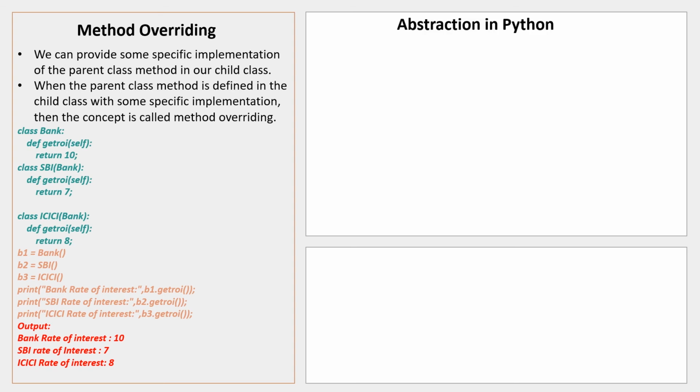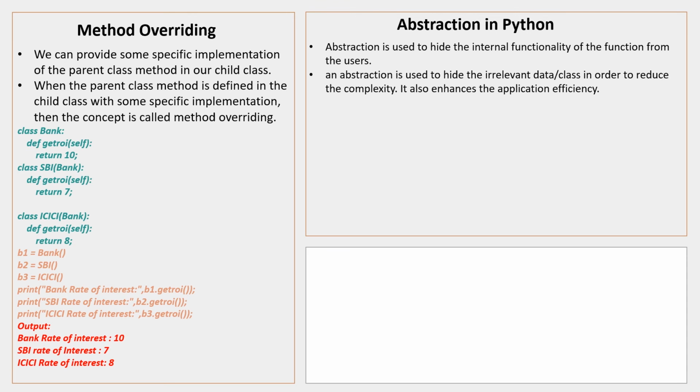Then we have data abstraction. As we had a trailer of data abstraction in our last videos, if you haven't watched it, just go back and watch those videos, and then come back here. Now we will see the full picture of it. Abstraction is used to hide the internal functionality of the function from the users. Abstraction is used to hide the irrelevant data or class in order to reduce the complexity. It also enhances the application efficiency.